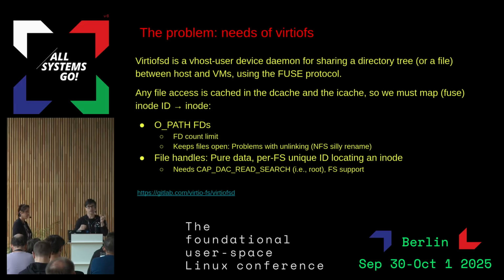So basically, if you can forge the file handle of the root file system, you can read anything in that file system. It also requires some file system support, but that is not really an issue currently because most of the file systems support file handles.